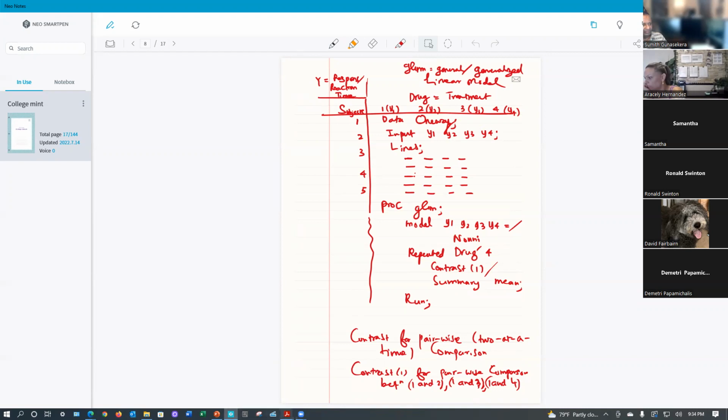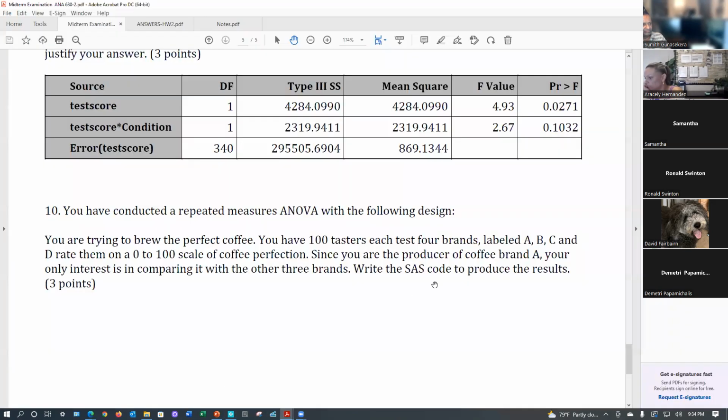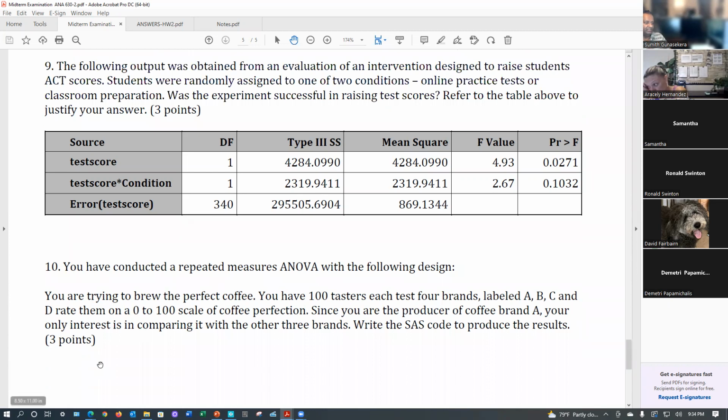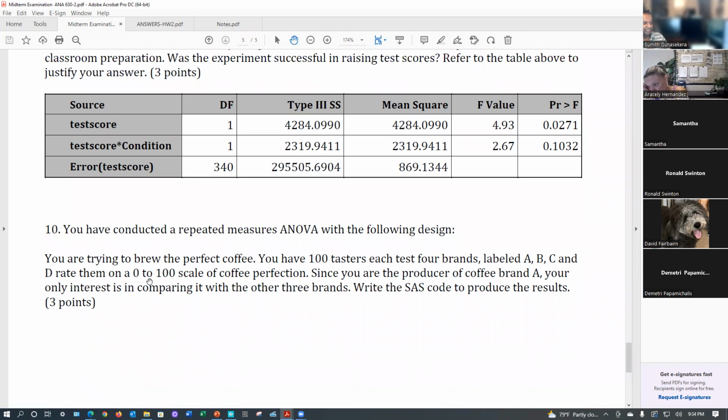So in this example, they have given the rate. Rate would be your Y. The rate is on a scale of 0 to 100; for perfection you get 100. You're not going to rank it, but rate it on the scale of 0 to 100. So YA, YB, YC, YD.